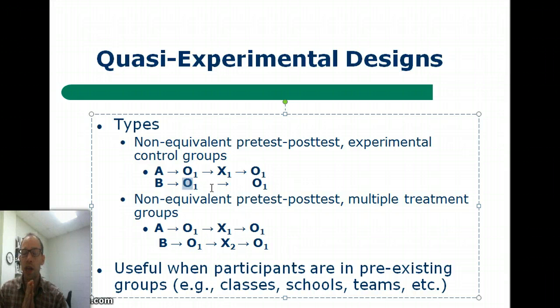We can see, were there differences in A and B before they ever got the treatment? Because this gives us a glimpse in before we administer the treatment. However, we can control for those statistically, but it's not the same as having two balanced groups, two equivalent groups to start off with.